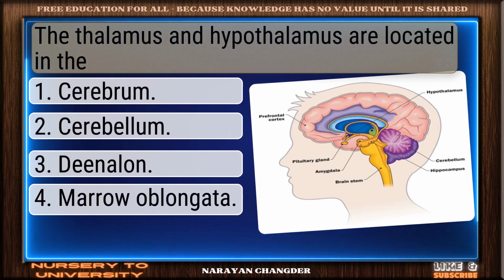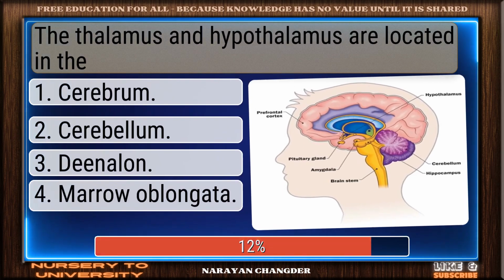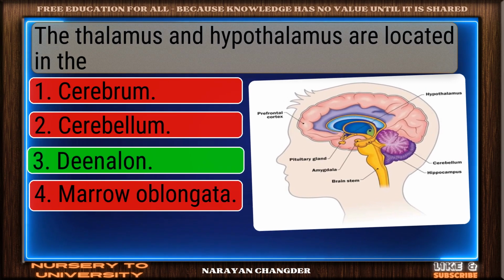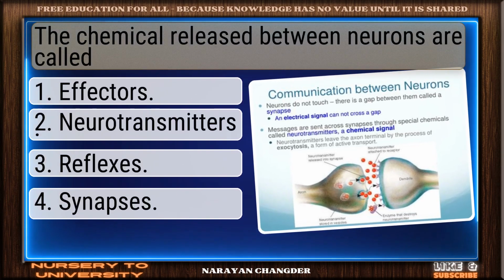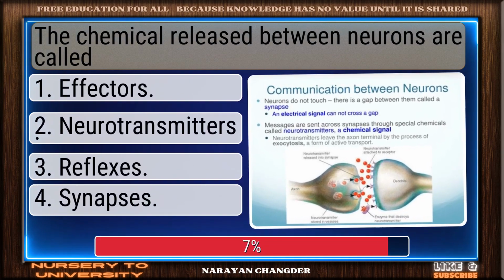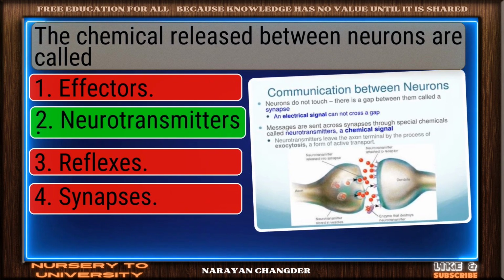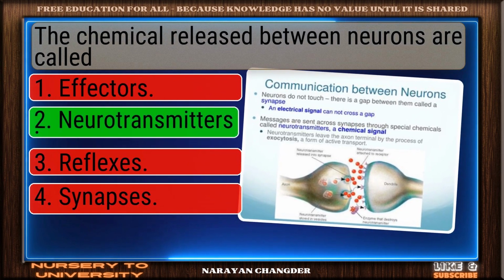The thalamus and hypothalamus are located in the. Great, diencephalon is accurate. The chemicals released between neurons are called. Sharp thinking. Neurotransmitters is right.